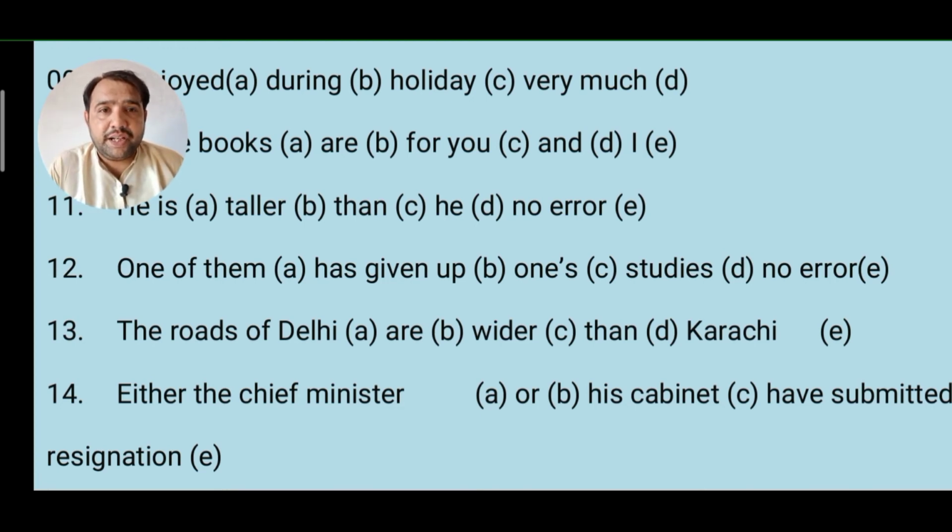Guys, according to number 13, the roads of Delhi are wider than Karachi. Apparently it looks as if it is in correct form, but when we analyze this whole sentence, here we find a big mistake. Which one? Because here we have to compare the roads of Delhi with the roads of Karachi, but here you will notice that we have compared the roads of Delhi with Karachi, not with the roads of Karachi. So here the roads of Delhi are wider than the roads of Karachi. So we should say the roads of Delhi are wider than that of Karachi, not than Karachi.